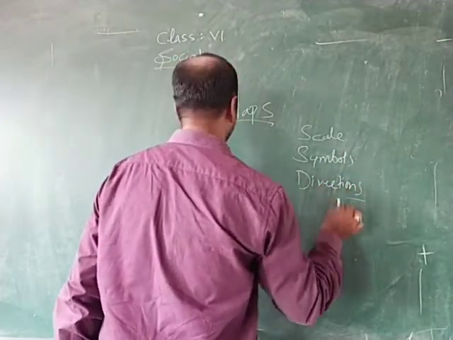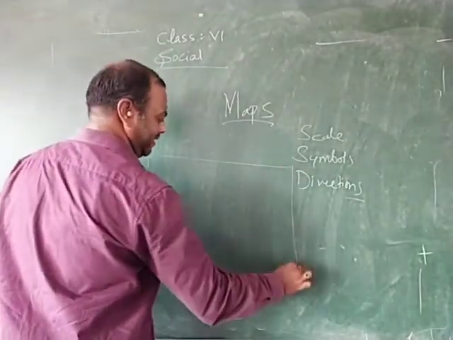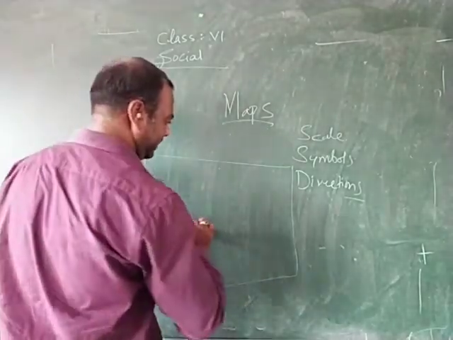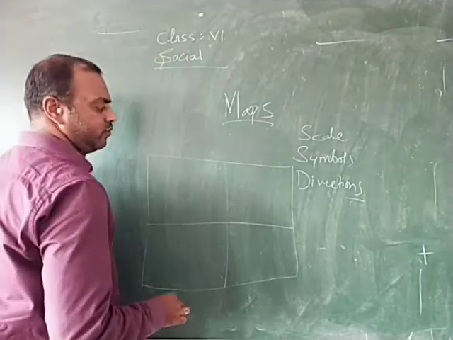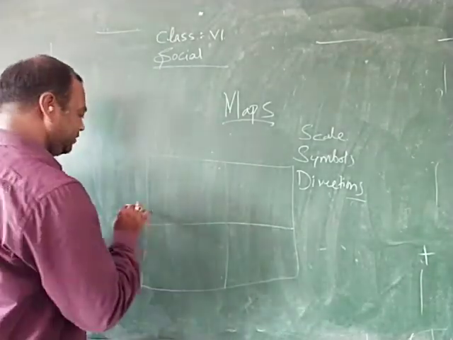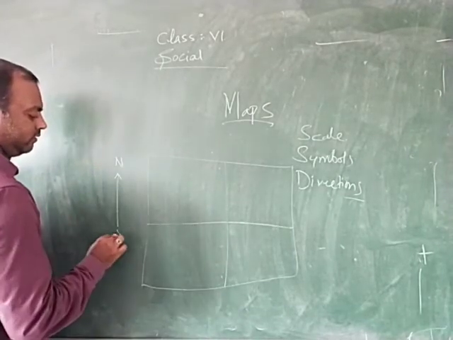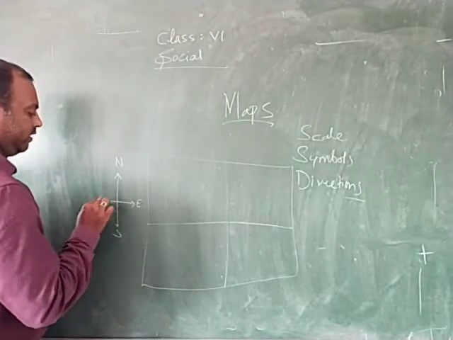Today I prepared the map of a village and I will ask you some questions by looking at this map. I divided this box into 4 parts, and the directions are always: to the top is north and to the bottom is south, and this is east and this is west.